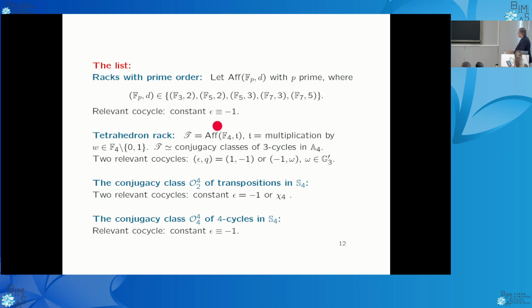And there is another example, which is, instead of taking the transpositions in S4, I take the 4-cycles in S4. Again, this gives a finite rack that, with respect to the constant cocycle epsilon equal to -1, provides a V whose Nichols algebra has finite dimension. I will tell you later the dimensions of all these elements. And these are all. These are the only examples of Nichols algebras over solvable groups.